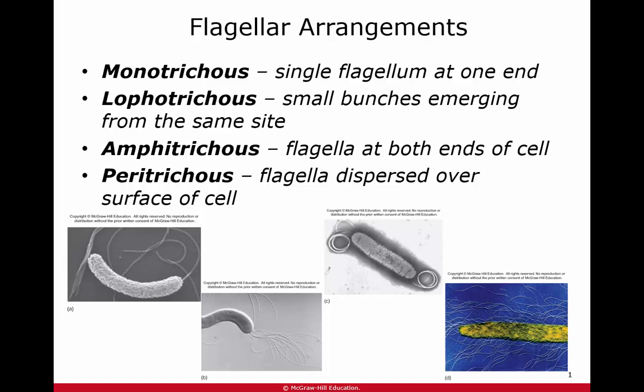And so some words that you might hear as you go into your additional classes are words like monotrichous, lophotrichous, amphitrichous, or peritrichous. Basically, mono means one, so that would be like a single flagella. Lopho, small bunches emerging from the same site. So that would be an example of the second one down here. Amphi means both, two-sided. So that's going to be where they have flagellas on both sides. And then, of course, peri is around the perimeter. So they can have them all over.